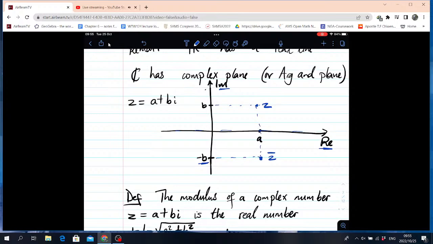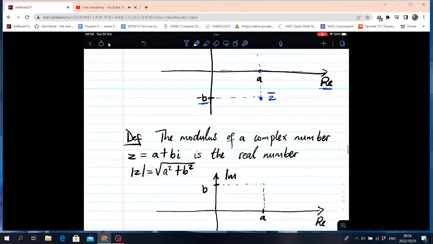Now let's look at what is called the modulus of a complex number. We are trying to measure, sort of, how big the complex number is, right? So what do we say? The modulus of a complex number z, which is equal to a plus bi, is the real number.